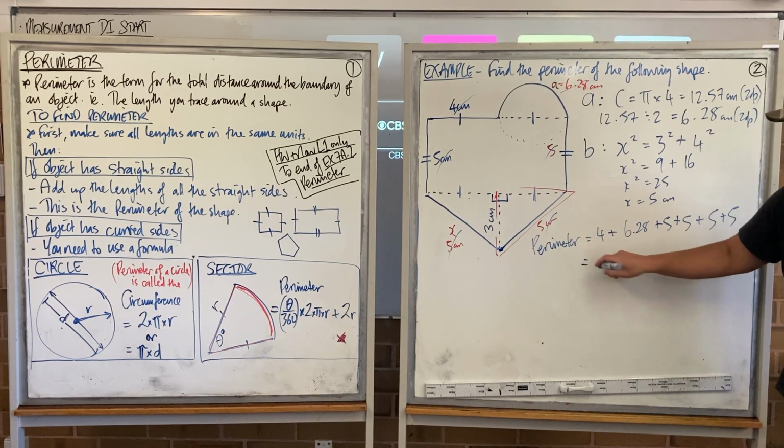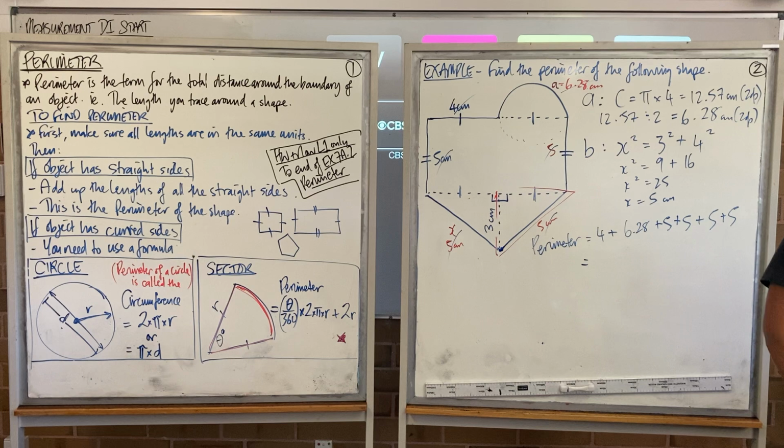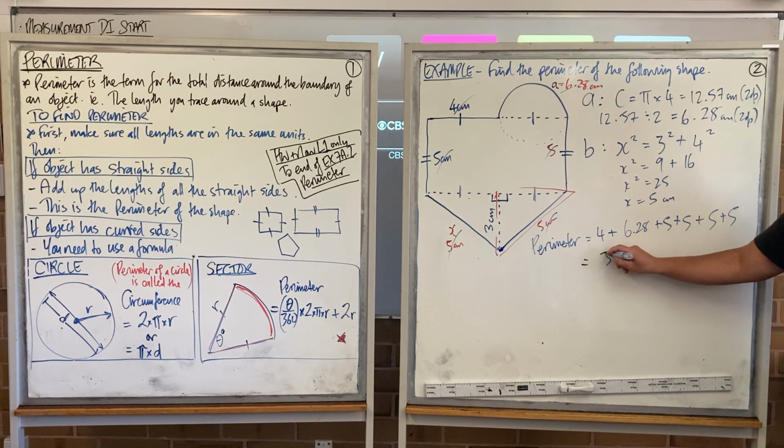Done? So add them all together, you'll have a calculator available for your test. 4 plus 6.28 plus 5 plus 5 plus 5 plus 5 is 30.28 centimeters. Okay?